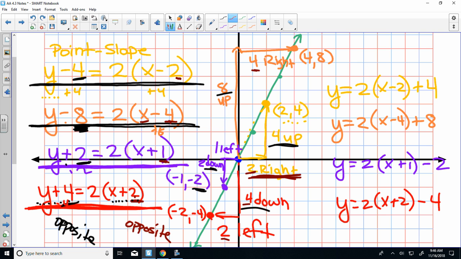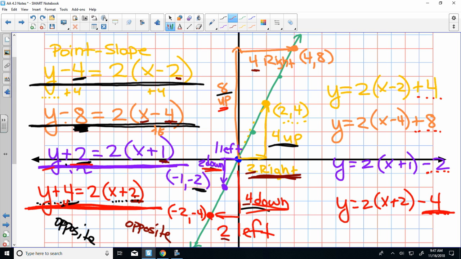And now this value is a negative 4, and we moved it down 4 for the red one. This value here is a negative 2, and we moved down 2. And this value is a plus 8, and we moved up 8. And this is a plus 4, and we moved up 4. So when it's away from the y value, this number stays the same. If you put it with the y value, then you write the opposite for it.